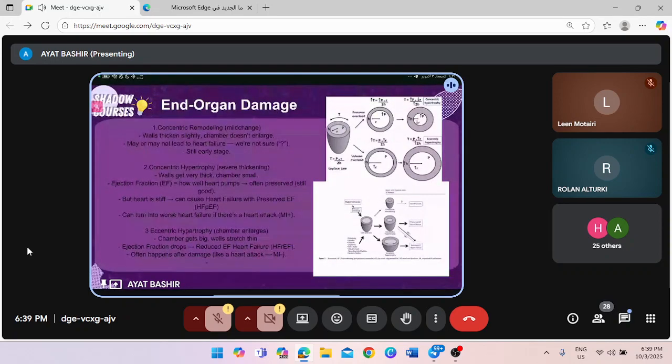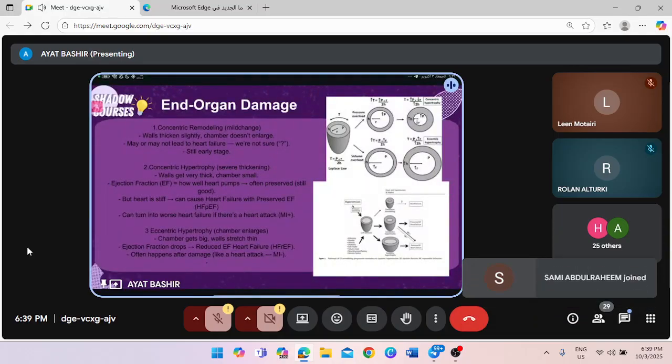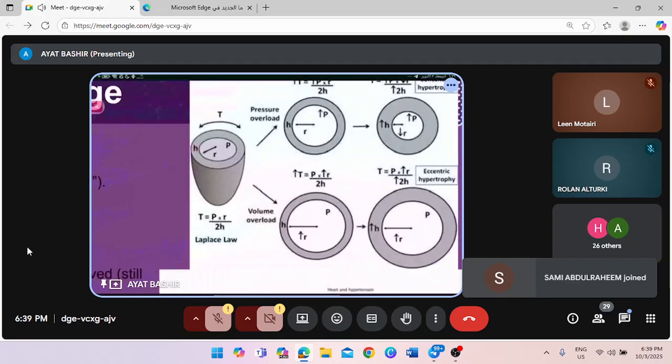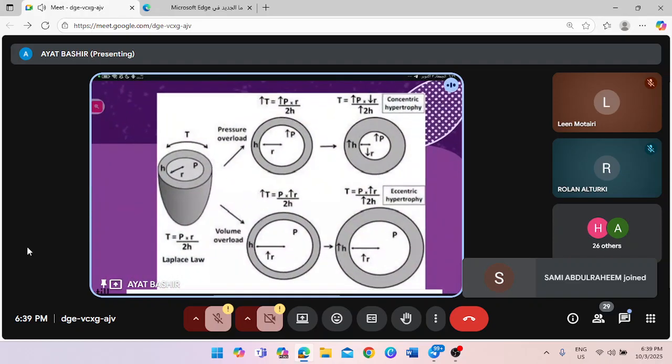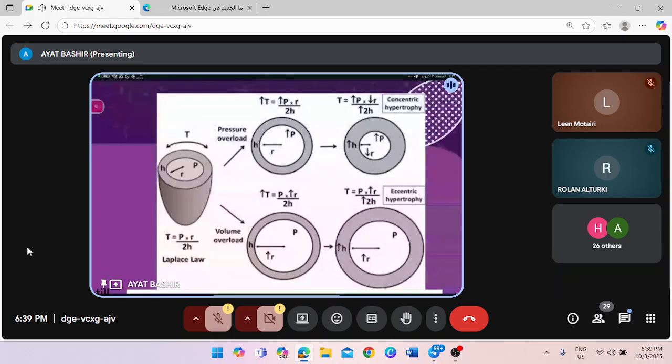Here, what happens in the cardiac, في الهارت يعني, very, very important, this picture. So first, let's start with this picture here. طيب إيش عندنا؟ أول شيء عندنا Laplace law: T, which is considered the stress, P the pressure, R the radius, the H is the thickness of the wall.